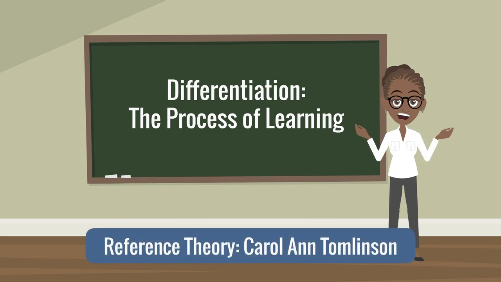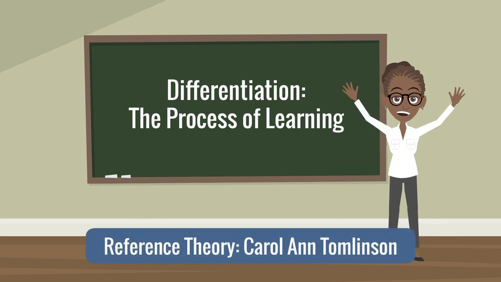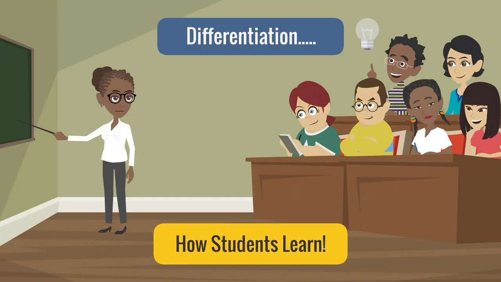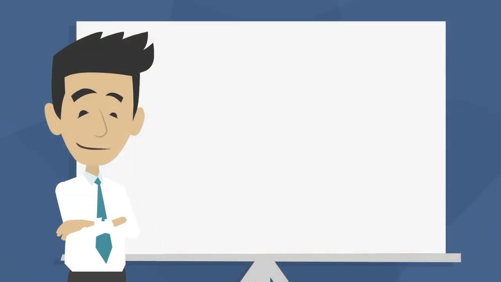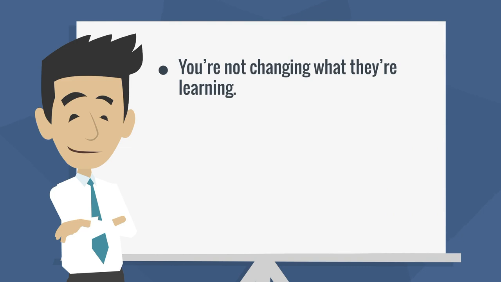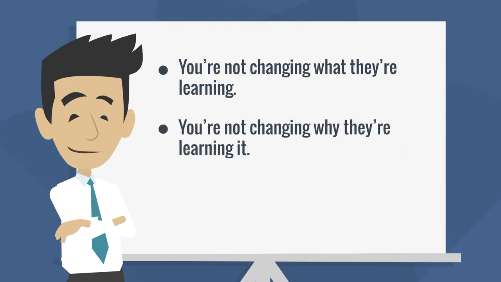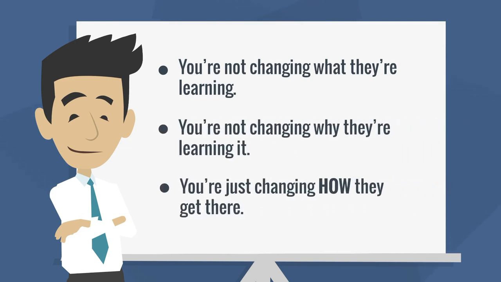Now, let's break down what it means to differentiate process. Or, in simple terms, how students learn something in your classroom. It's important to know you're not changing what they're learning. You're not changing why they're learning it. You're just changing how they get there.